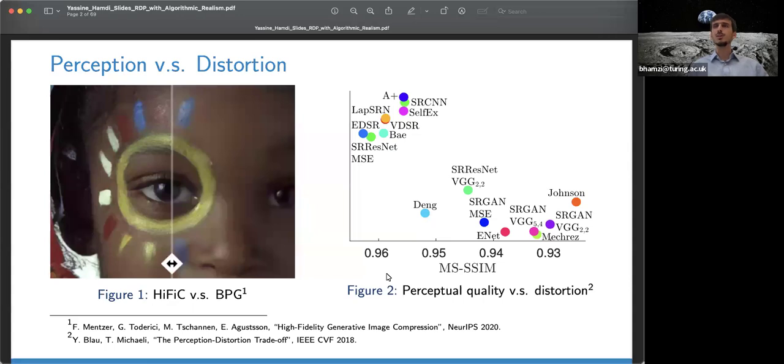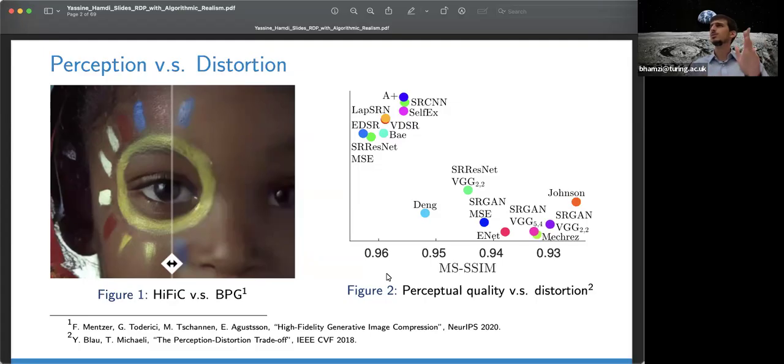When talking about lossy compression, think of JPEG. You can compress an image as much as you want. You can choose a parameter, a threshold. But if you compress too much, then you get blurriness usually, or some artifacts.